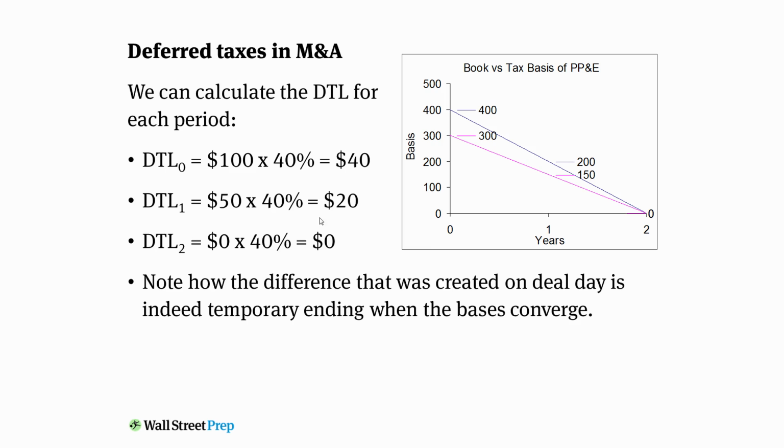And then by the end of the period, sort of highlighting that this is in fact a temporary timing difference, we get to a DTL of 0, since there is no difference, times the 40% tax rate means the DTL was fully reversed.